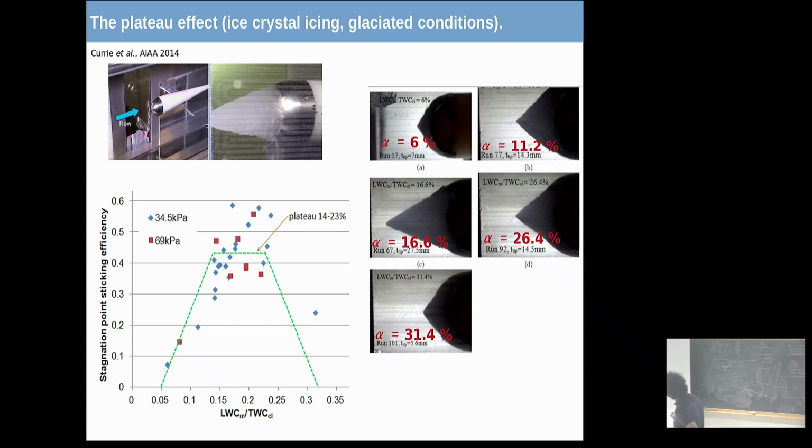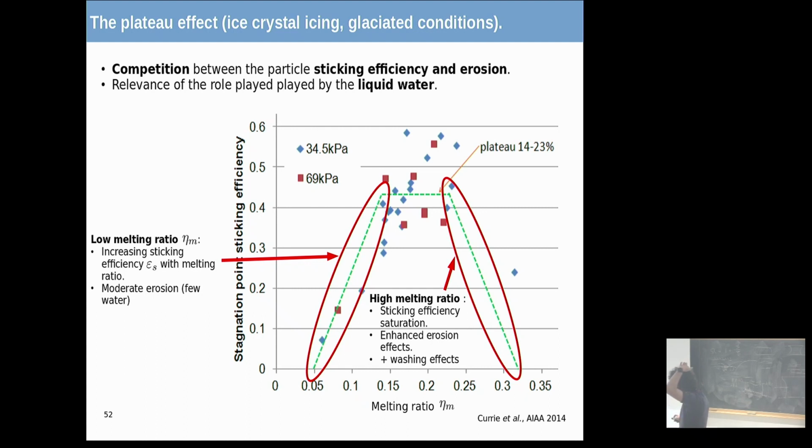And what does Curie show? He observes a kind of plateau. At the beginning, when we increase the amount of liquid water in the impinging particles, there is an increase of the severity of icing with a plateau here, with maximum severity here, and after, it decreases as well. Why? Because it is a competition between particle sticking efficiency and erosion.